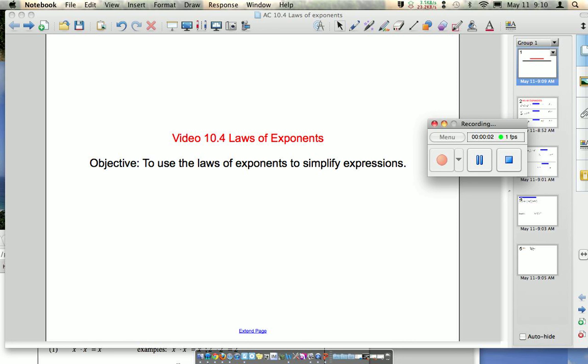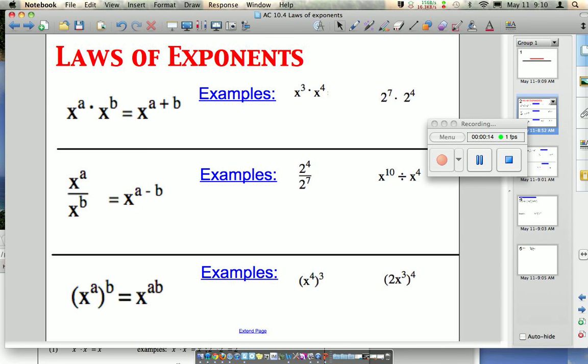This is video 10.4, Laws of Exponents. The goal here is to be able to use the law of exponents to simplify expressions. So you've learned about the law of exponents, and there are just a bunch of rules that we have to learn to follow. So let's take a look at some of the first rules here.